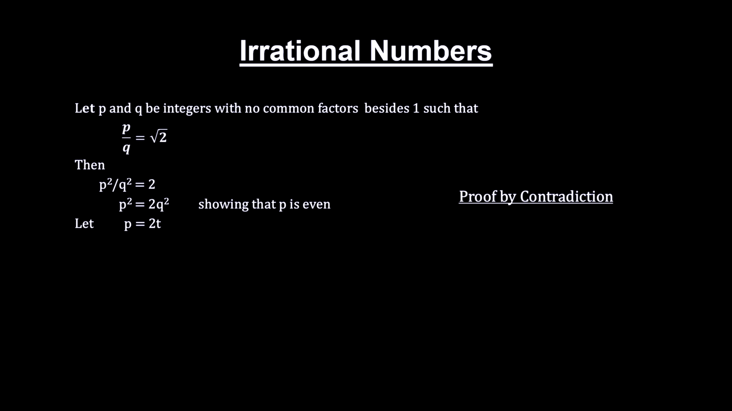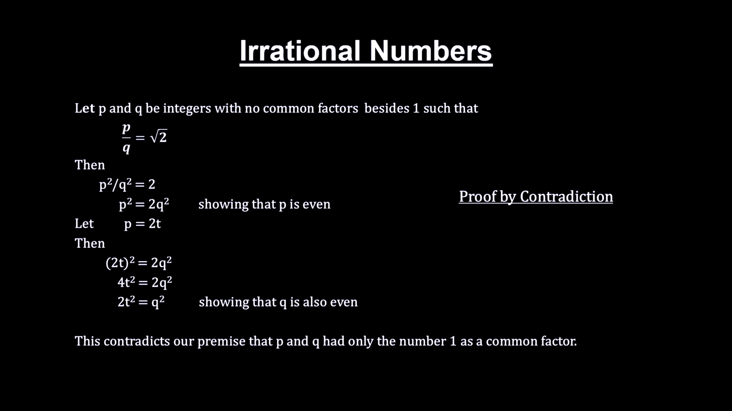Since P is even, there exists a number T, such that P is equal to 2 times T. If we substitute this in for P and divide both sides by 2, we see that Q is also an even number. In other words, both P and Q have 2 as a factor. But our stipulation was that they had no factors in common except for the number 1. We have a contradiction. And it shows that the statement, the square root of 2 can be expressed as a rational number, is false. Therefore, it cannot be expressed as a rational number.